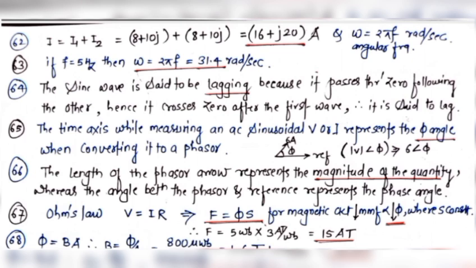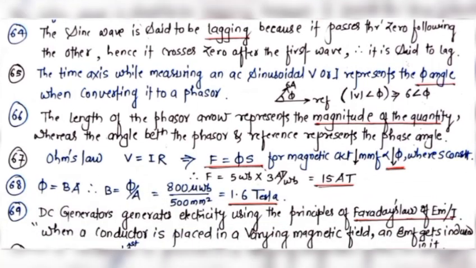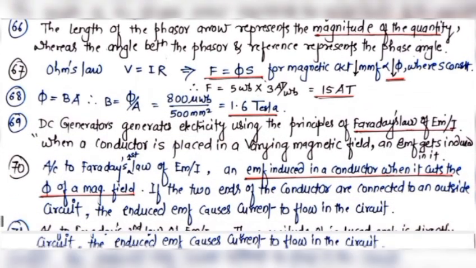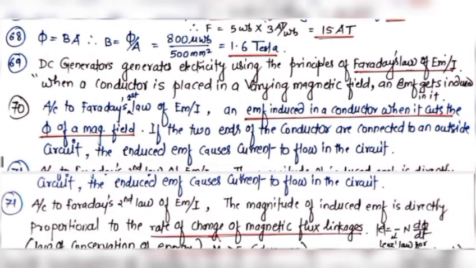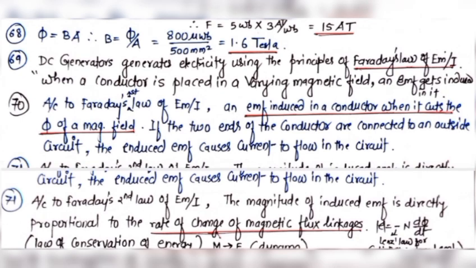Ohm's law, V is equal to IR, is analogous to force is equal to flux times reluctance. For magnetic circuits, MMF decreases directly proportional to decreased magnetic flux, whereas S is constant. So force is 1580. Phi is equal to BA, so B is equal to phi upon A, that is 1.6 Tesla.